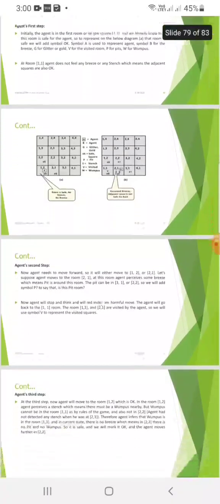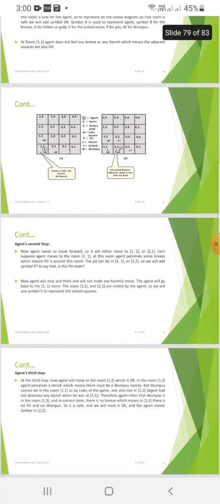Now the second step is, the agent needs to move forward. So he can either move to 1,2 or he can move to 2,1. So let's suppose the agent moves to the room 2,1. At this room, the agent perceives some breeze. Means what? The next room will have a pit. So the pit can be either in 3,1 or 2,2.